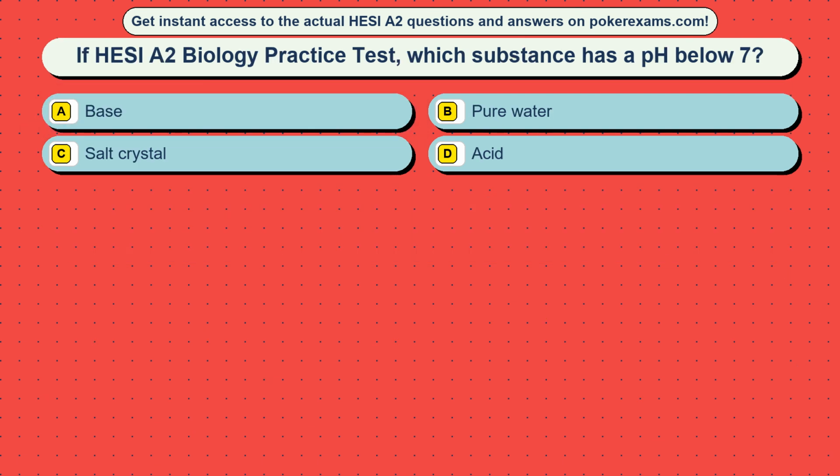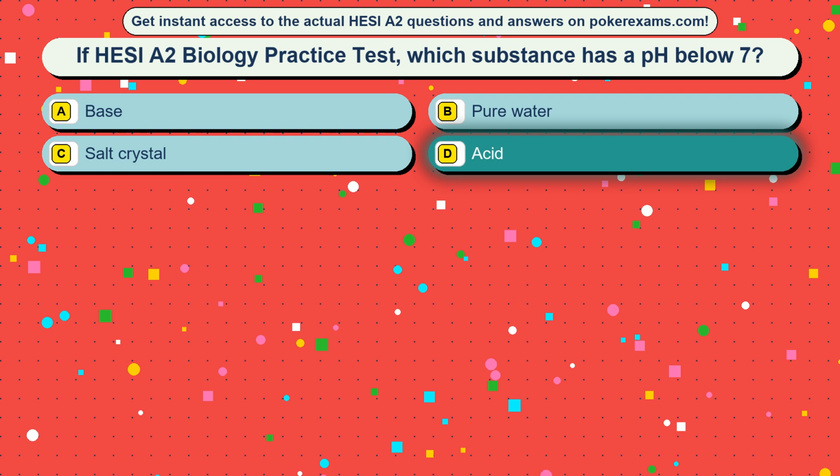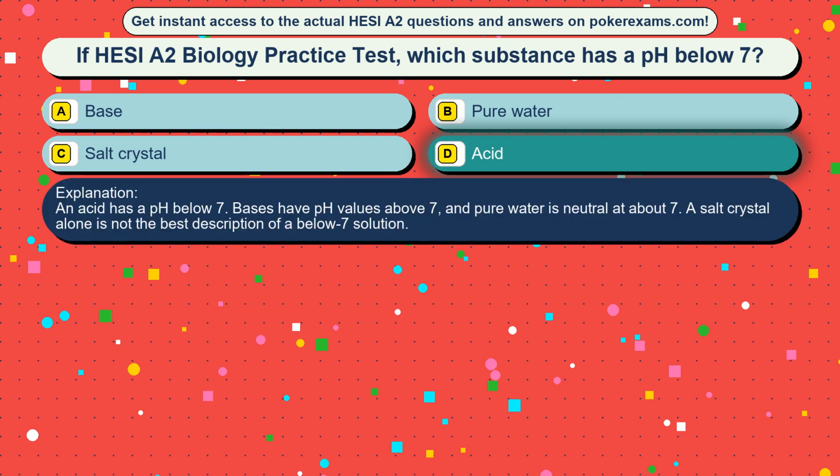Question 50. On the HESI A2 Biology practice test, which substance has a pH below 7? Option A, base. Option B, pure water. Option C, salt crystal. Option D, acid. The correct answer is option D, acid. An acid has a pH below 7. Bases have pH values above 7, and pure water is neutral at about 7. A salt crystal alone is not the best description of a below 7 solution.